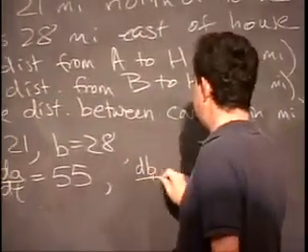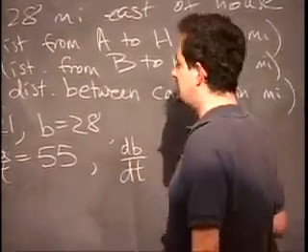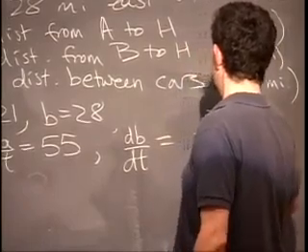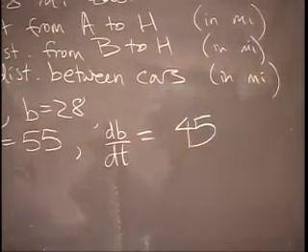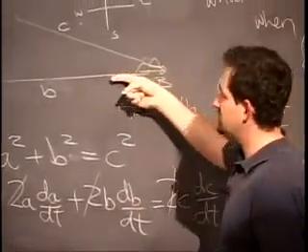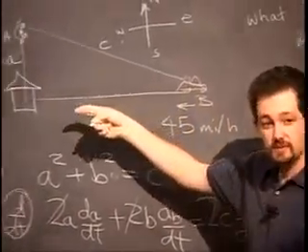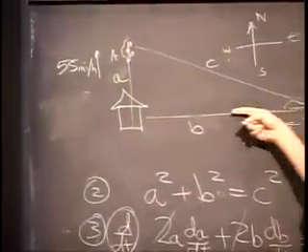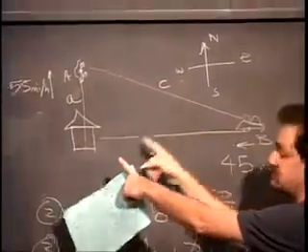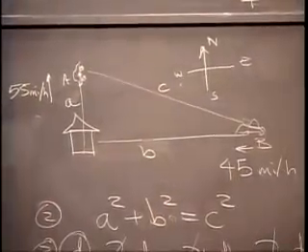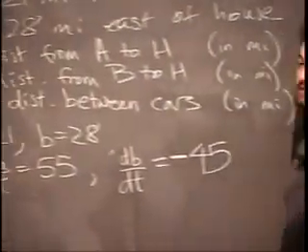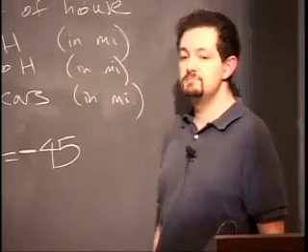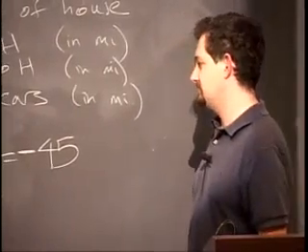And what is dB/dt? Well, that car is going at 45. So you might think dB/dt is 45. But this is wrong. B is actually decreasing, because this car is going towards the house. So this distance is getting shorter. So this means that you need to put a minus. dB/dt is minus, or negative, 45.